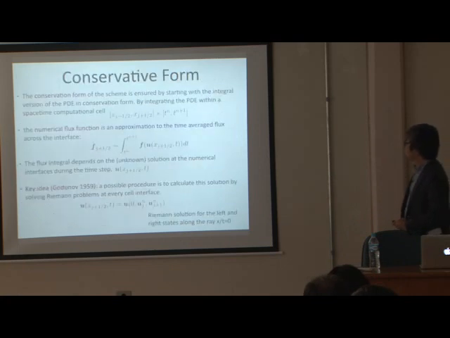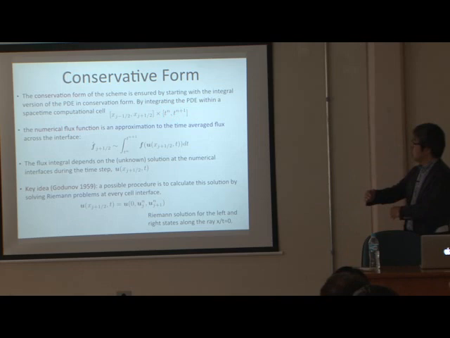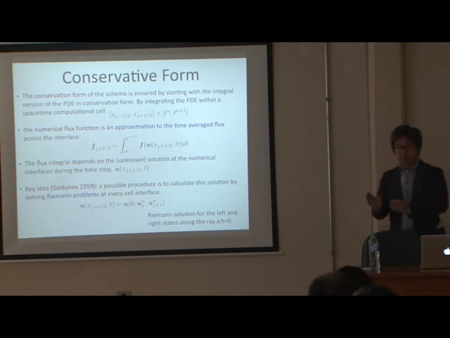Okay, so this is the numerical flux. So this is the conservative form. The conservative form of the scheme is ensured by starting with the integral version of the PDE in the conservative form, by integrating the PDE within the space-time computational cell. So here we can already think about the average of the cell. This is the cell interface and the time average up to the time delta t. So the numerical flux function approximates the time average flux across the interface. Yes, average over time, average over the space.